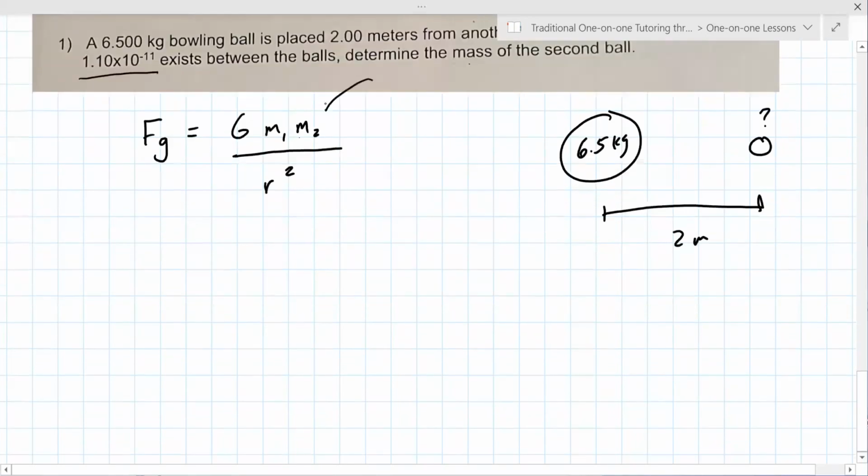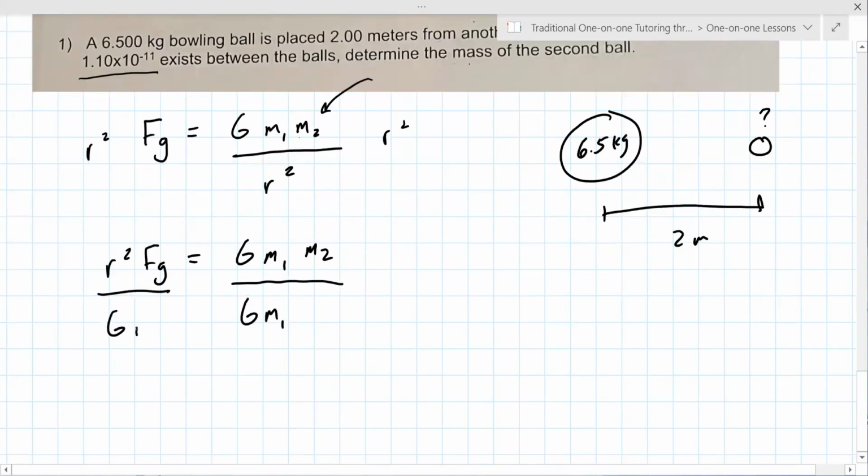Okay, so we're trying to get to M2, which means we need to undo the R squared. So we're gonna multiply both sides by R squared. I recall we did do it this way last time. So that's G M1 M2, and these are all multiplying each other. So you can divide by G M1. Those cancel. So your mass 2 is the only thing left.